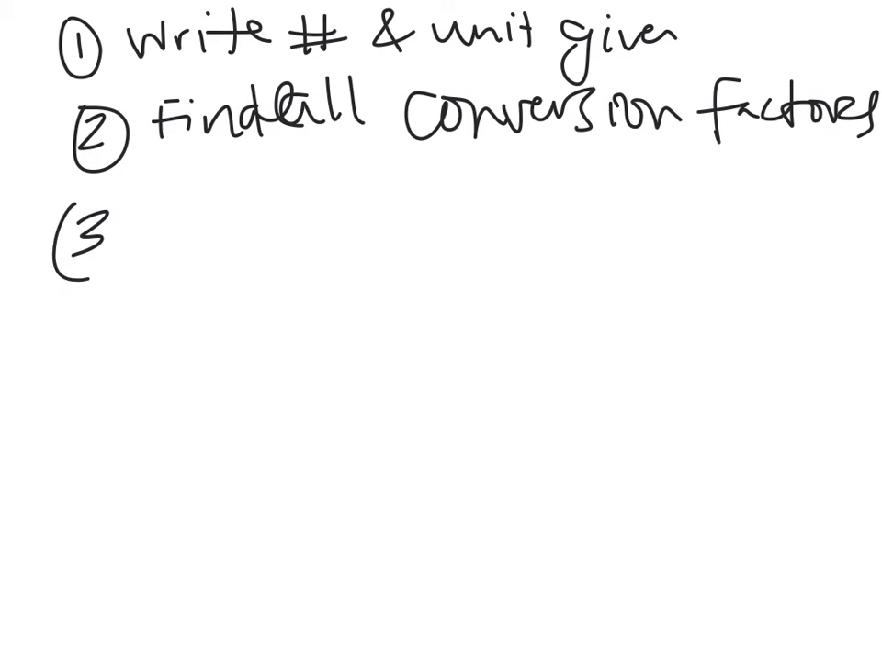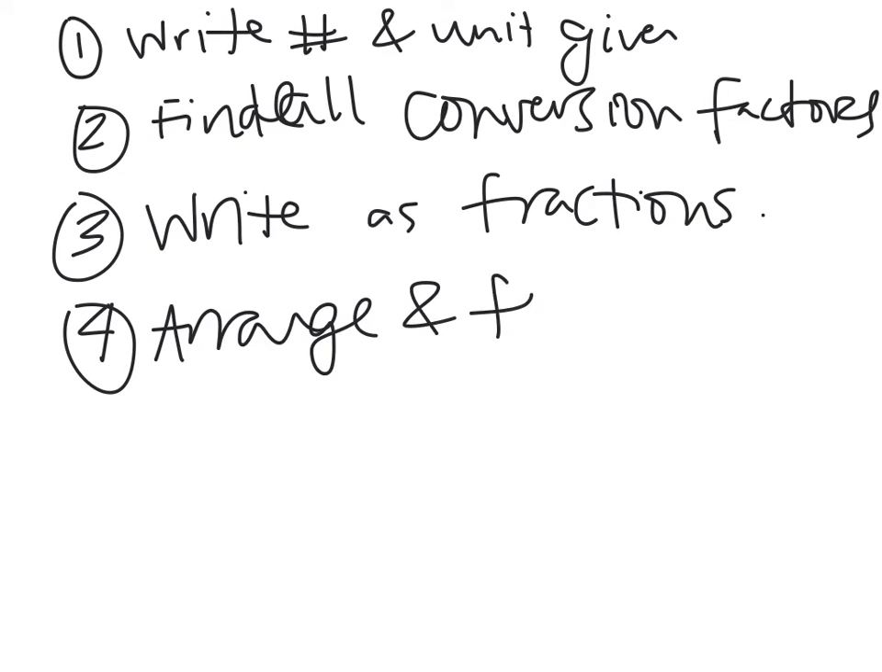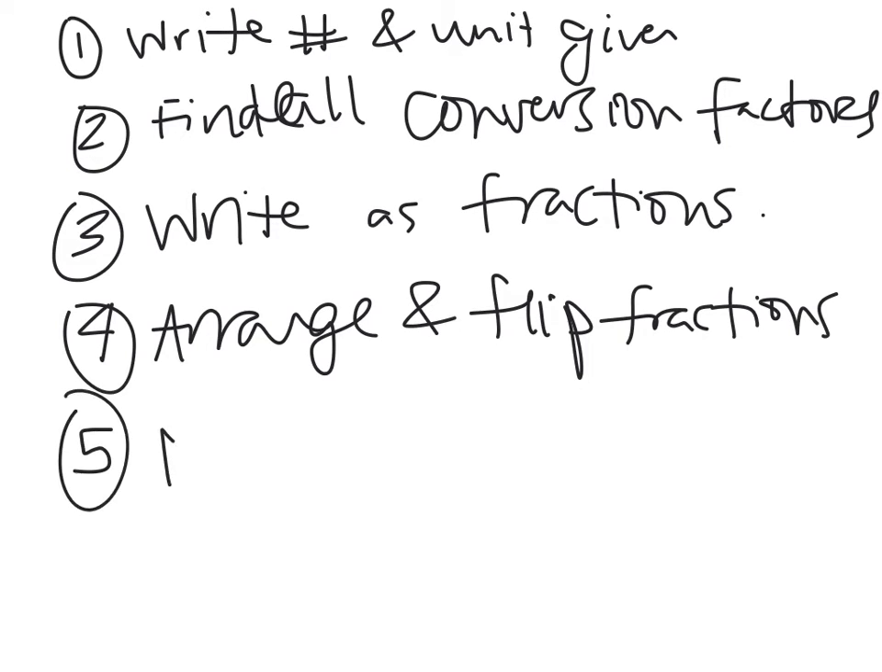Step number 3 is still to write all quantities, so every conversion factor and the number and unit given, as fractions. Then step number 4 is to arrange and flip conversion factor fractions so all units that need to cancel out can cancel out, which we'll demonstrate in the next couple examples. And then number 5 is to multiply again.